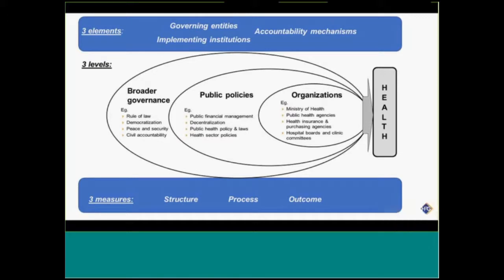So these three elements of health sector governance can be applied at three levels and can be assessed using three measures. I'll now give you three examples, one from each level, and then finish with three key messages.